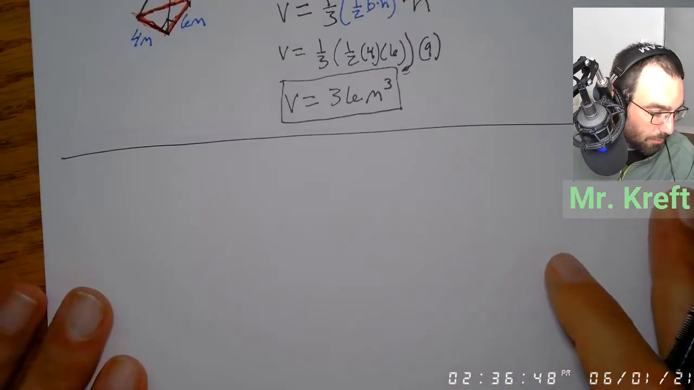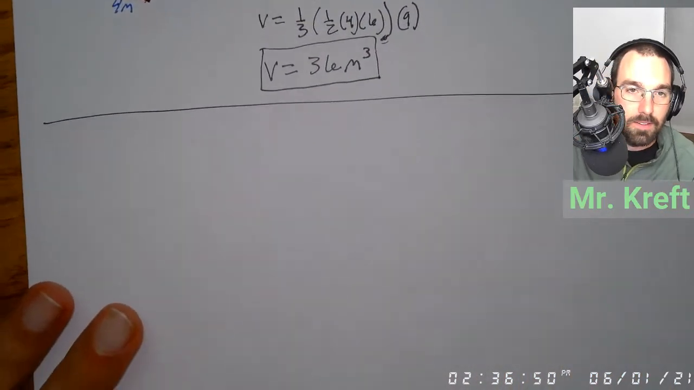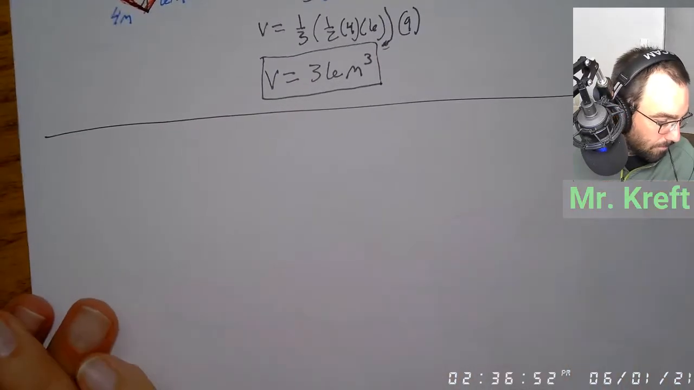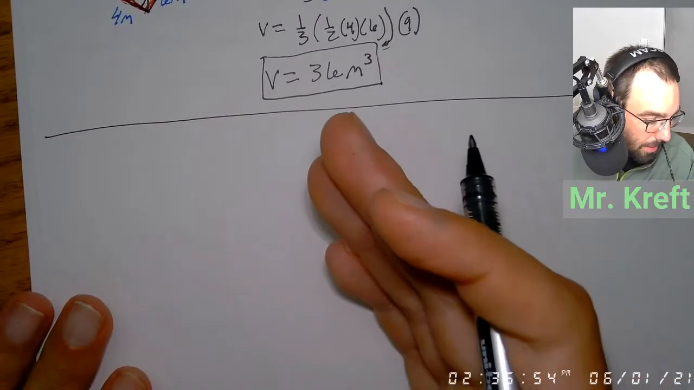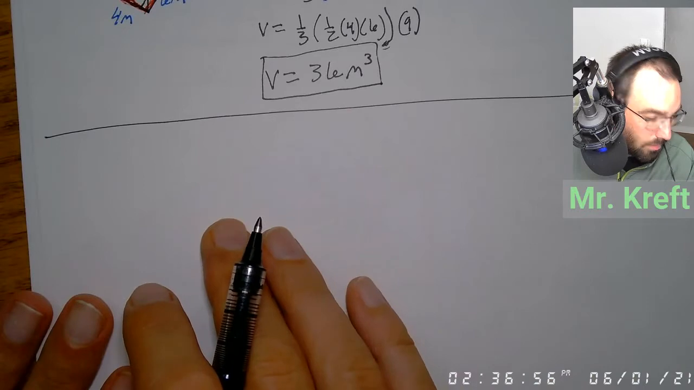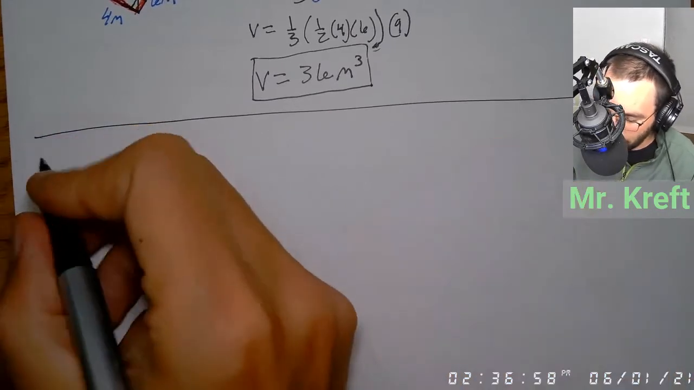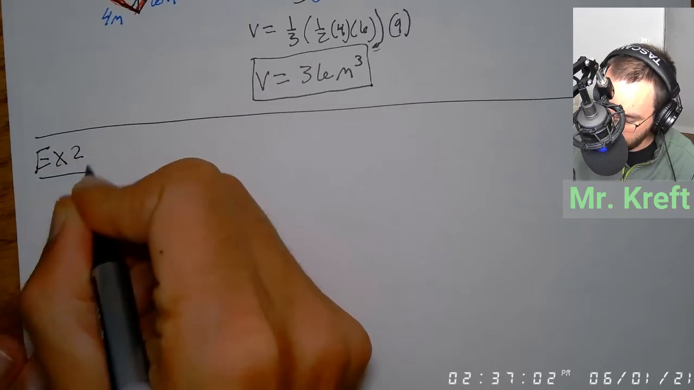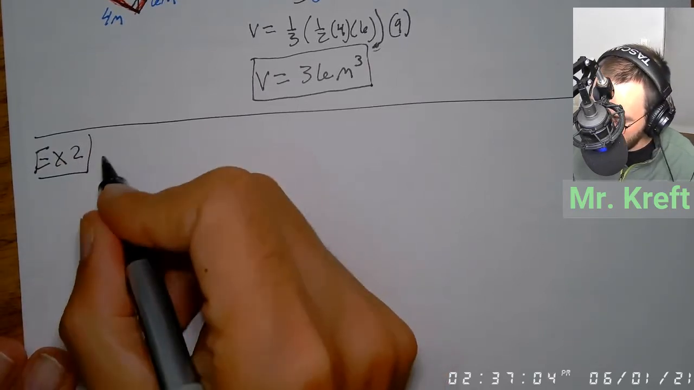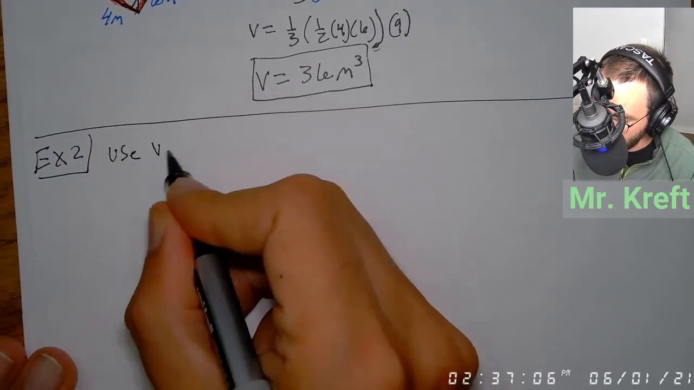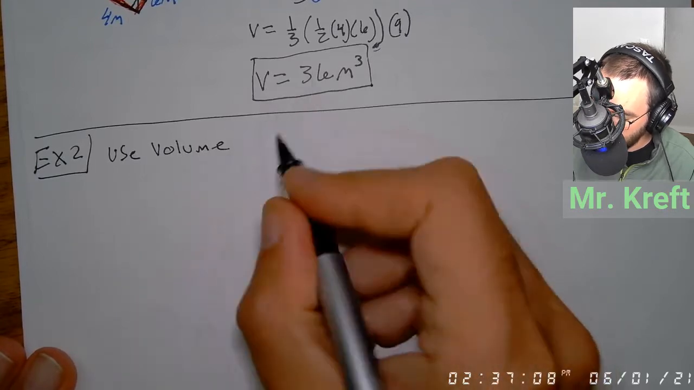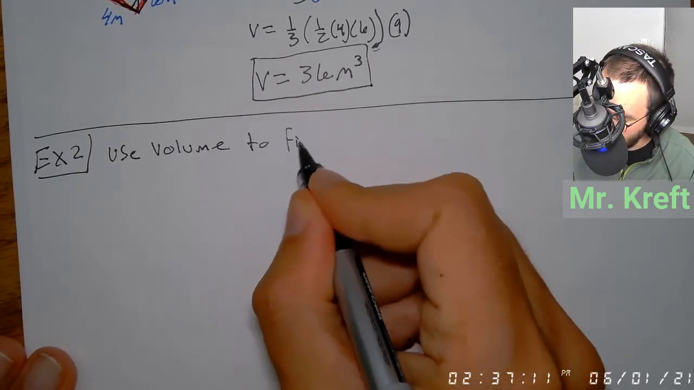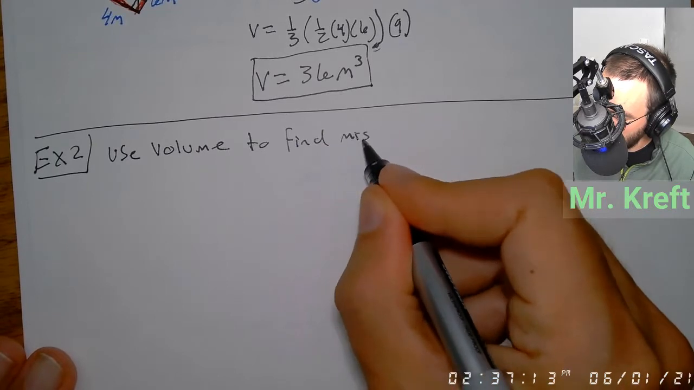Then, let's take a look at a different one. No, I'm going to do this one with you. And then I'll have you guys do the rest on your own. So this is example 2. So we're going to use volume to find missing parts.